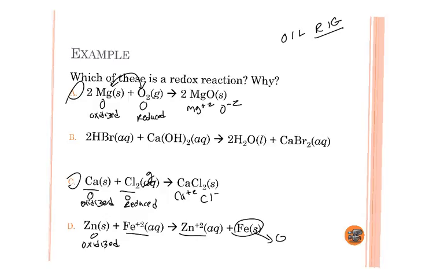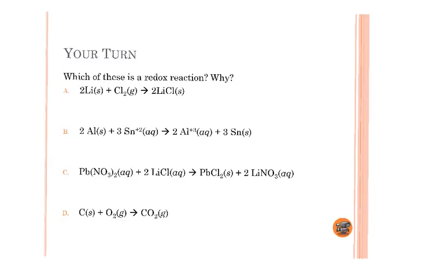Okay, now you go ahead and give this a try and tell me which of these are redox reactions and tell me why. Is it because of 1, 2, or 3 in your previous slides? So here we have a metal and a non-metal combined in A, so it must be a redox reaction. Here we have electron exchange. We have the aluminum going from 0 to positive 3 and the tin going from positive 2 to 0. So that looks like an oxidation reduction according to rule 3.